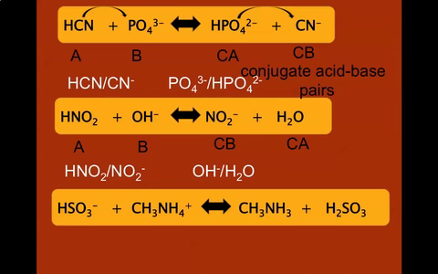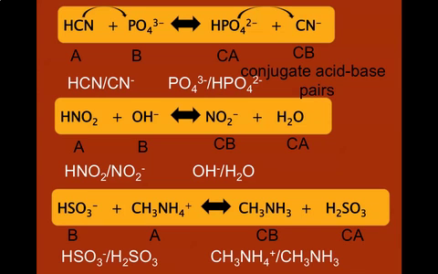If we look at the next one, HSO3- becomes H2SO3, so it's accepting. So it's going to become the base, and CH3NH3+ just becomes CH3NH2. So it's going to donate, it's the acid. On the other side, it's reversed. So because the CH3NH3+ was the acid, now CH3NH2 is the conjugate base, and HSO3- is the base, so now H2SO3 is the conjugate acid. So we have HSO3- and H2SO3 going together, and CH3NH3+ and CH3NH2 going together as the conjugate acid-base pairs.